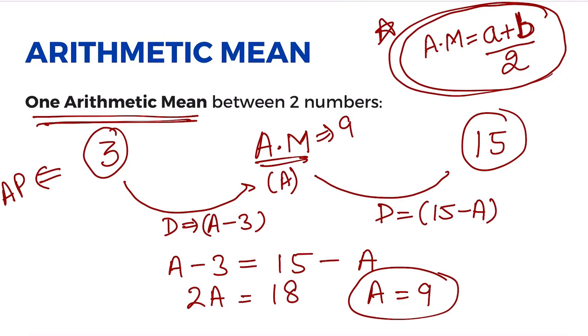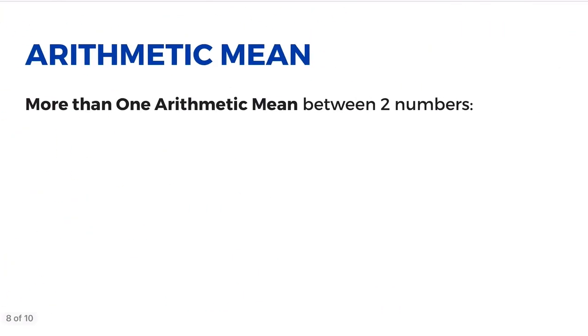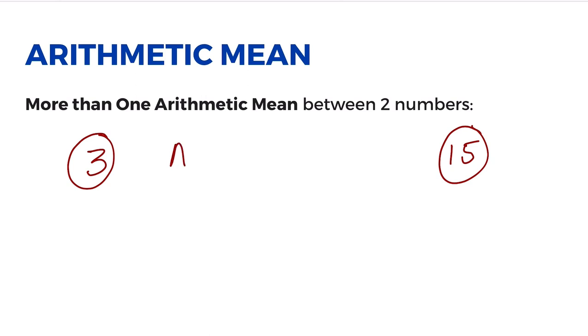Moving on to the more complex part of arithmetic means. Rather than inserting one number between 3 and 15, these two being the numbers, they have asked me, find three arithmetic means between 3 and 15. Not one, not two, but three. How do you do it? What are you going to do? You are going to insert number a1, number a2, number a3, correct?